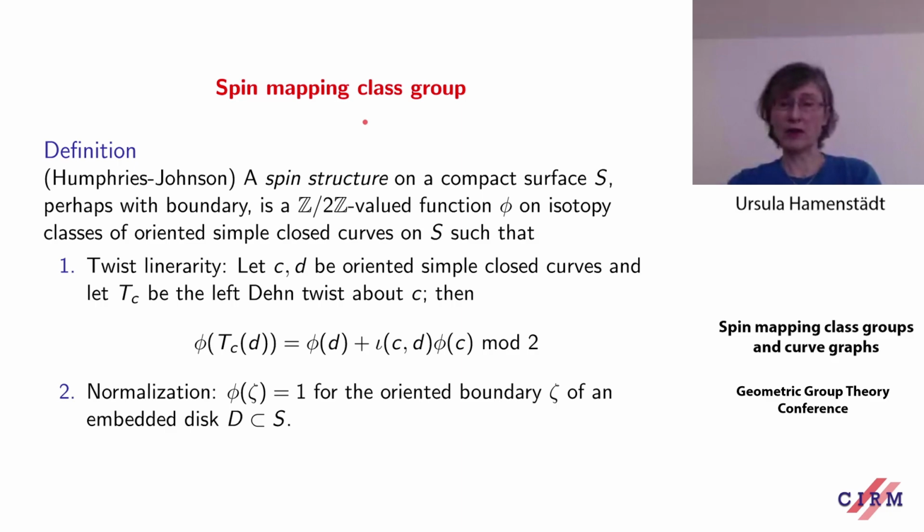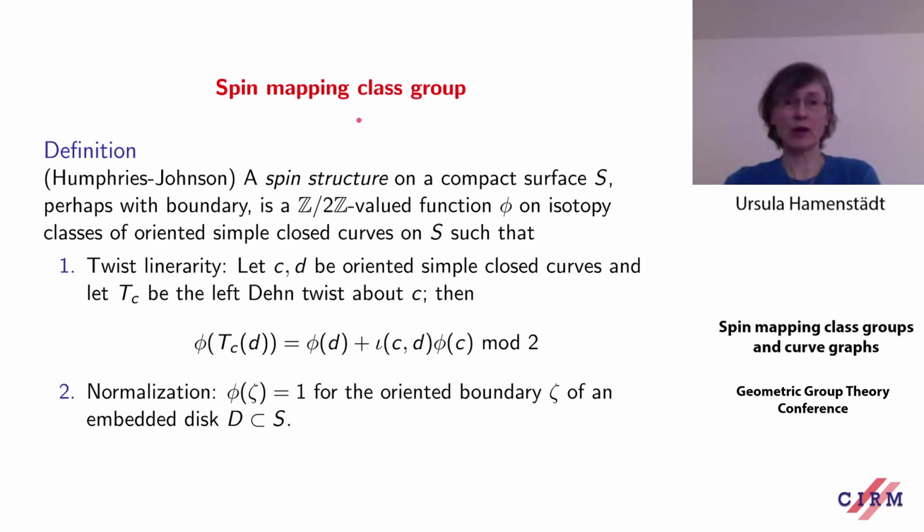Another way of understanding a spin structure is looking more directly at the surface and at what such a covering of the unit tangent bundle does to curves on the surface, or how it reflects to curves on the surface and cohomology classes. The following definition is due to Humphreys and Johnson. A spin structure on a compact surface S, where we allow boundary, is a Z mod 2Z valued function phi on isotopy classes of oriented simple closed curves on S, such that the following two properties hold.